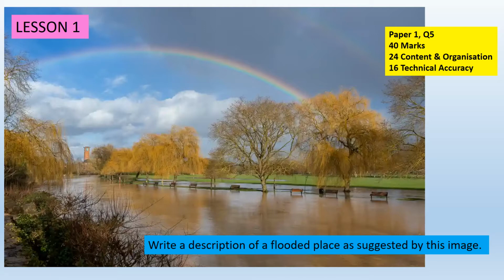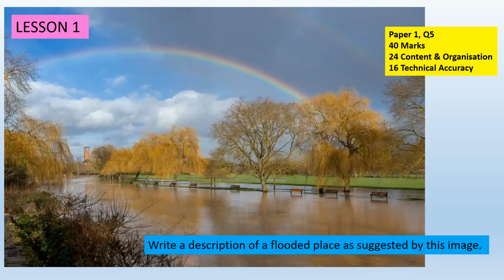Now, this is a very typical sort of question. This image is actually a really up-to-date one. It's taken of the Great Ouse, which is just up the road from us near Bedford and Milton Keynes, that burst its banks in the flash flooding quite recently. And the question that you can see in blue is a really typical Paper 1, question 5 style question. Write a description of a flooded place as suggested by this image.